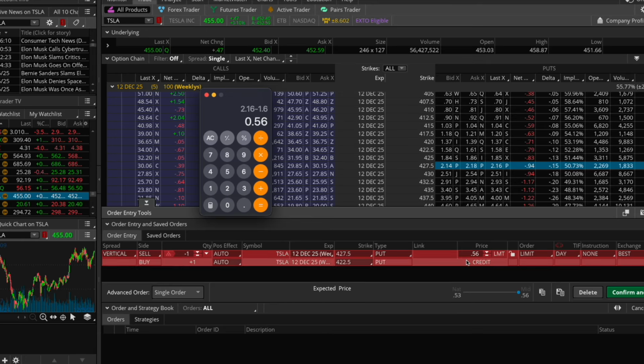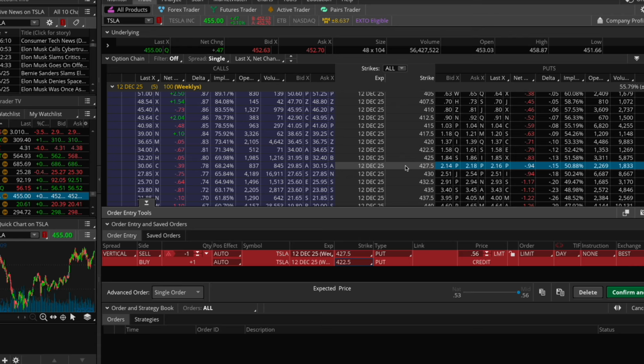Now, how do we calculate what the gain would be on the trade? Well, here's the easiest way to understand that. If Tesla closes on December 12th above 427.50, that means both of these contracts will expire worthless, meaning we won't be required to buy the 100 shares at 427.50 because the stock is trading higher than that level. And the 422.50 put that we purchased will also expire worthless because the stock would be trading higher. That means we would keep the entire $56.